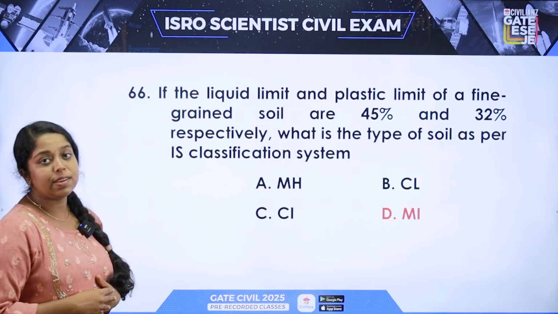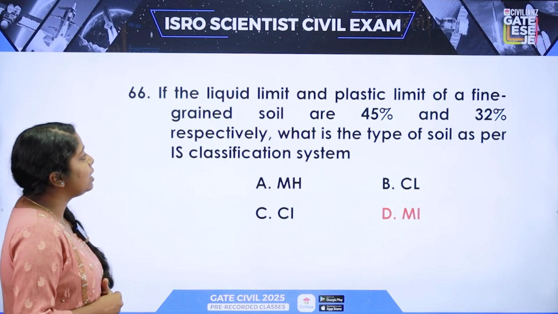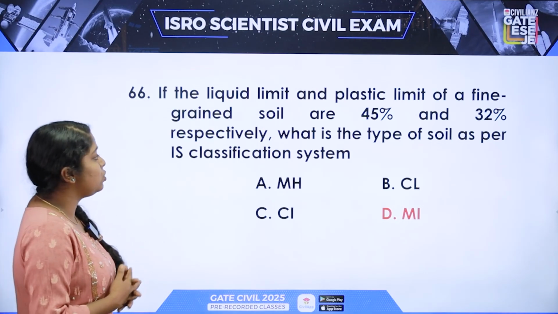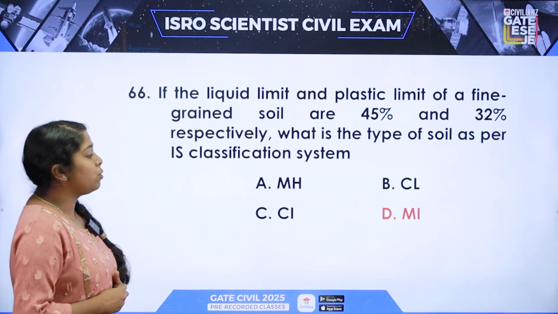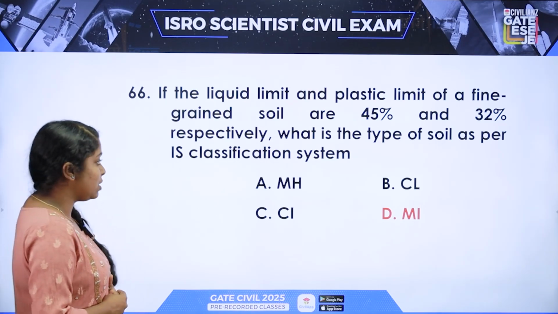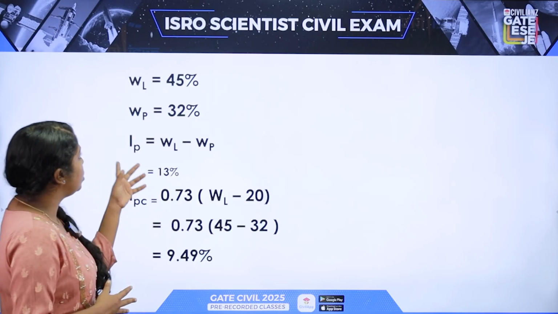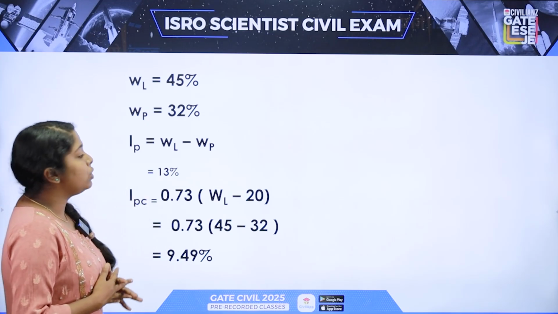It is from the Atterberg limits. We have been given the liquid limit and plastic limit of a fine grained soil, which are respectively 45% and 32%. We need to find out what is the type of soil as per the IS classification method. This is found out using the plasticity chart. We know that the liquid limit is equal to 45% and the plastic limit is equal to 32%.